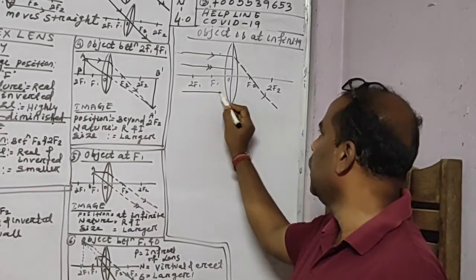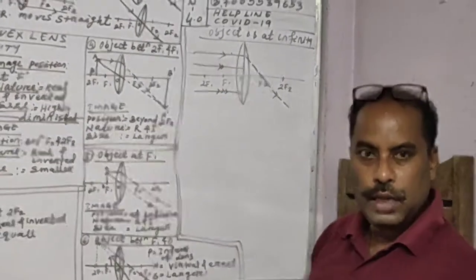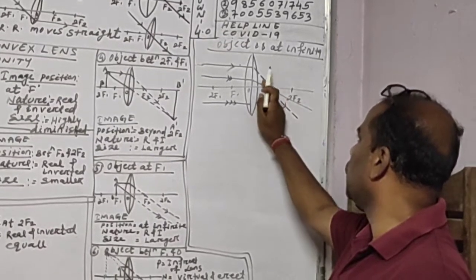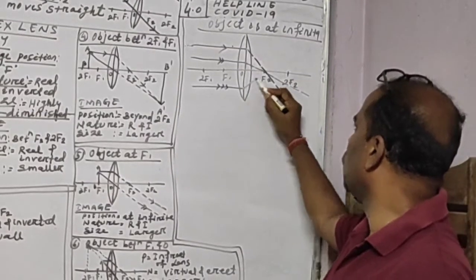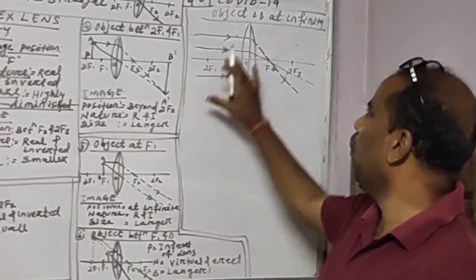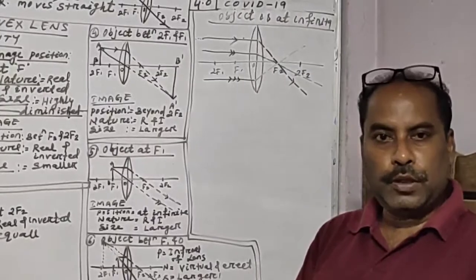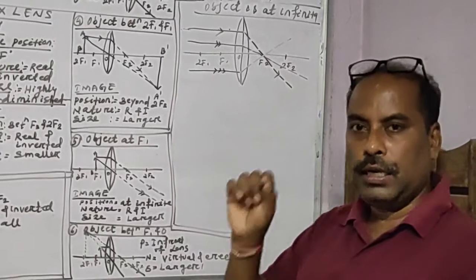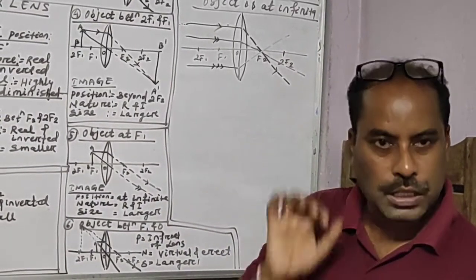Suppose this is the third ray. This is also parallel to each other. All three will be parallel to the principal axis. Then they will pass through the f2. So let us see. All the parallel rays, when passing through the lens after refraction, are converging at the f2, and that point f2 will be the image point of the distant object.